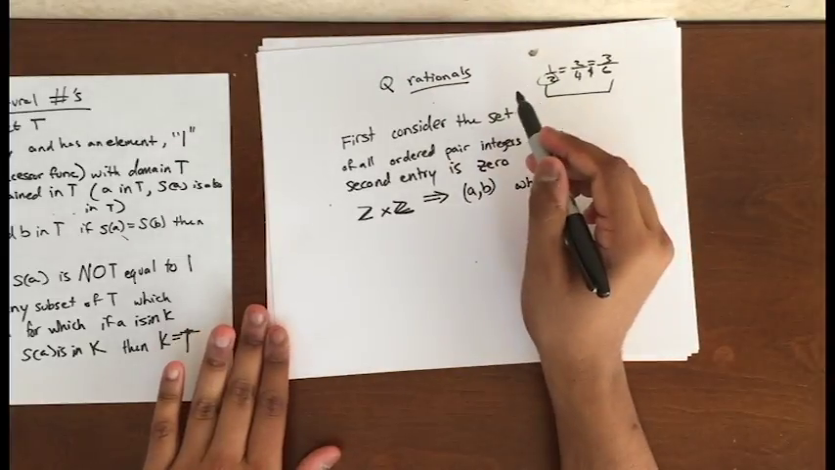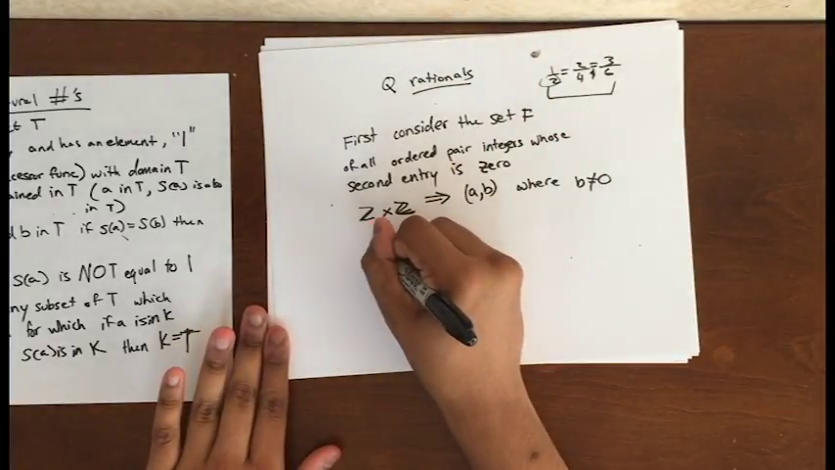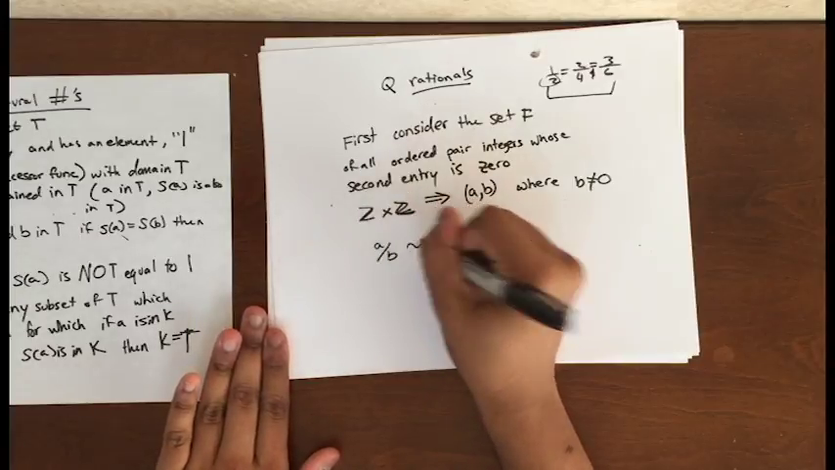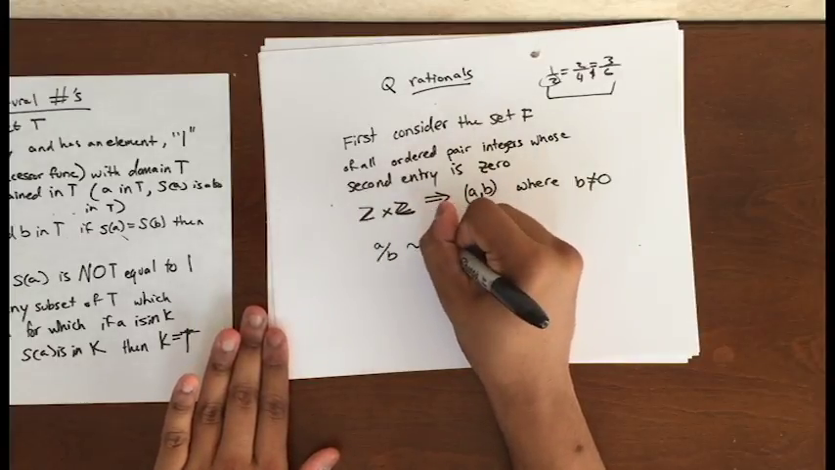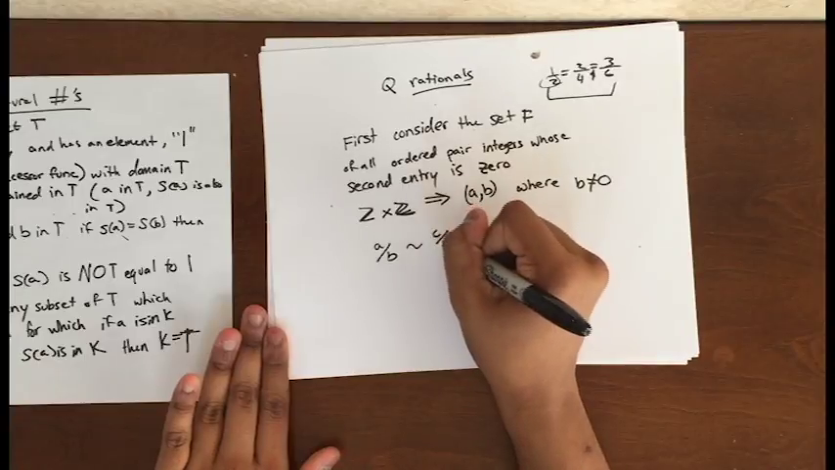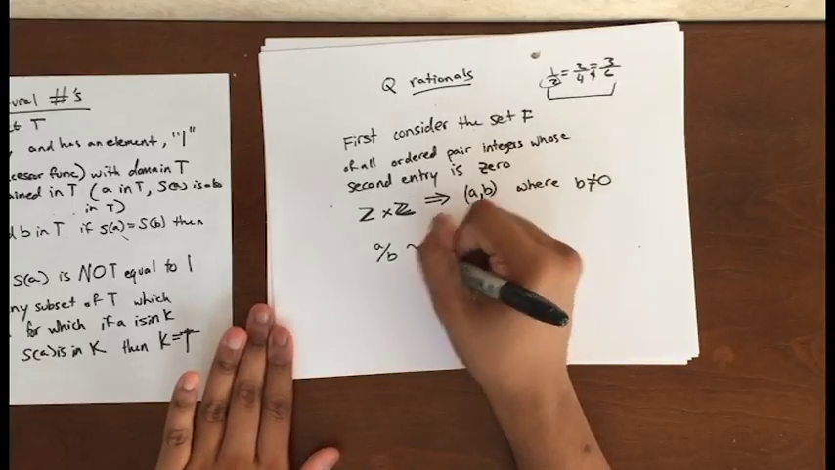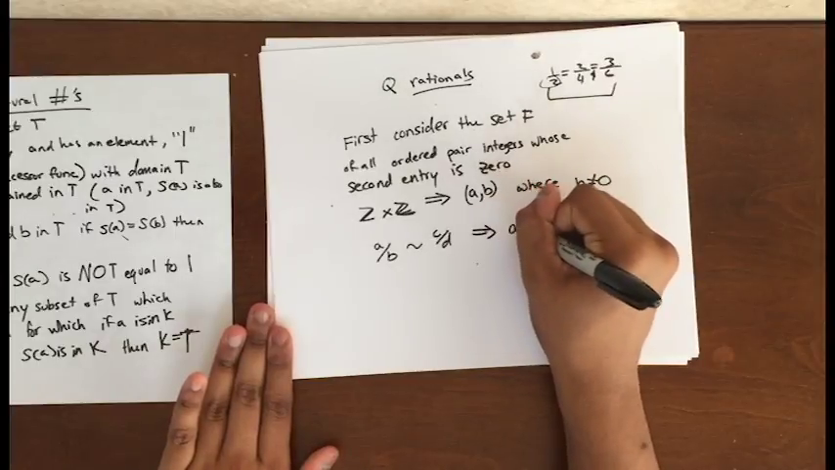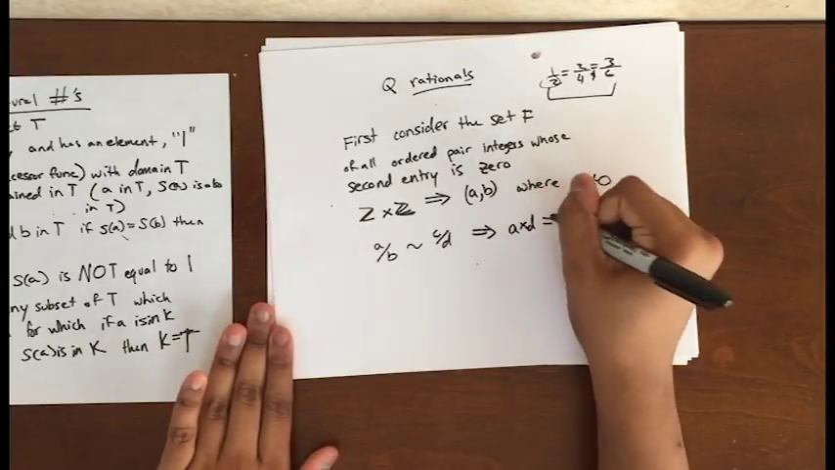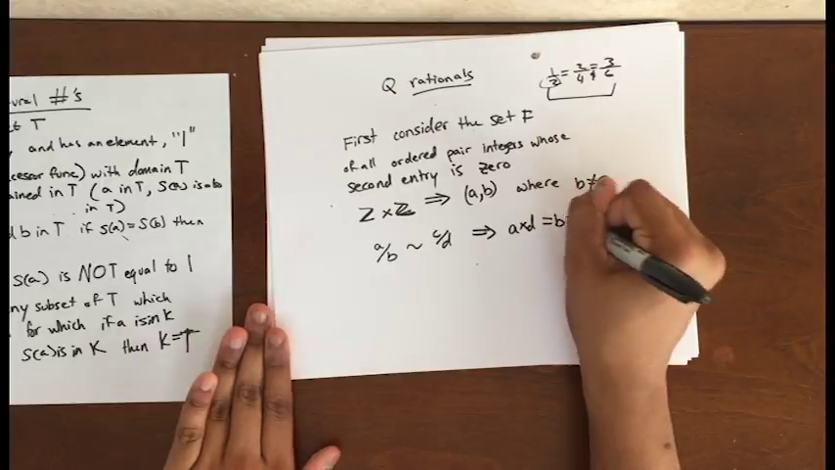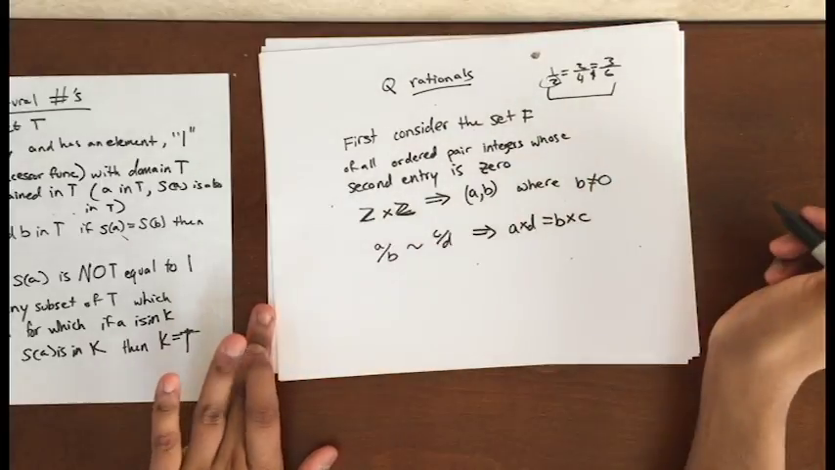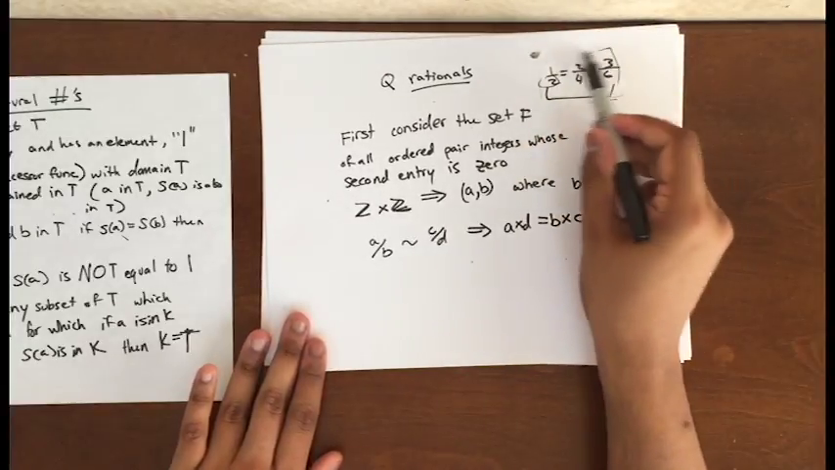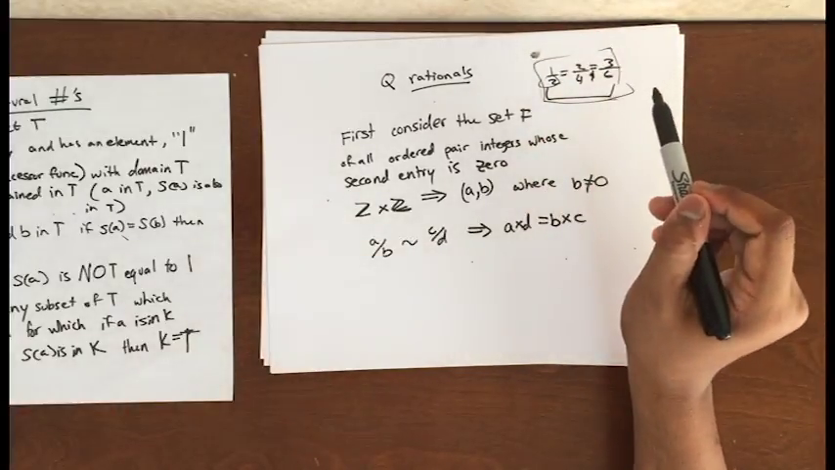From this, we can define an equivalence relation, where we have A over B somehow equal to C over D. To get specific, this would be the same thing as saying A times D has to equal B times C for these two to be equivalent. And this is going to help us with the dilemma presented here.